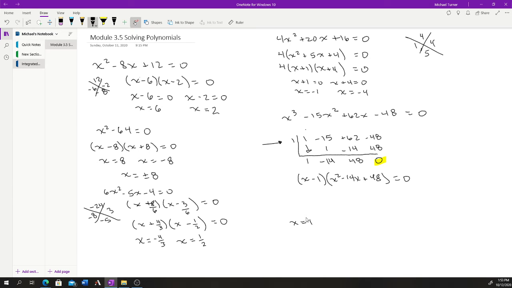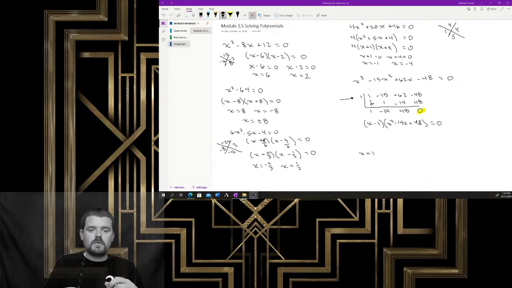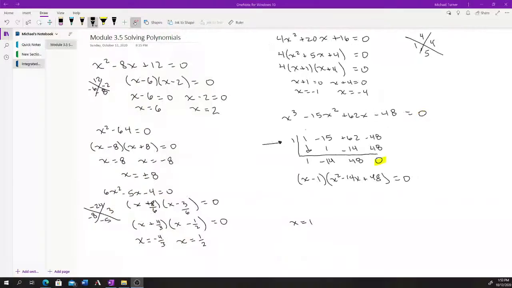X squared minus 14x plus 48, that might be something that I can still factor. And because this is cubic, remember we said that whatever the degree of the polynomial is, that's how many solutions are possible. So because it's a cubic polynomial that I'm trying to factor here, potentially I can have up to 3 solutions. So we found one. Now I'm going to use factoring to try to find the others. And this is just my method of doing it. Of course, there's more than one way you can do it.